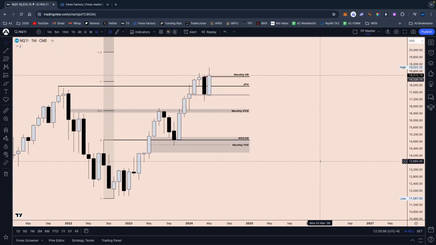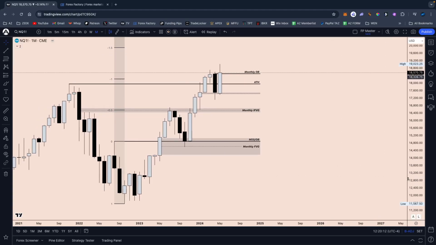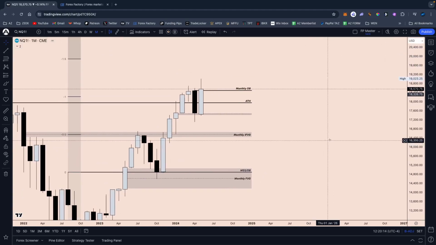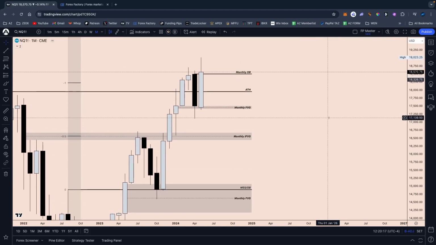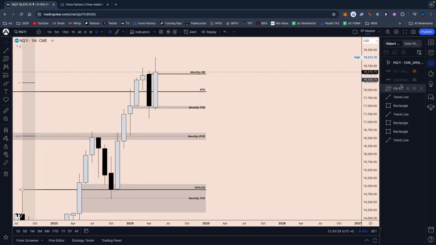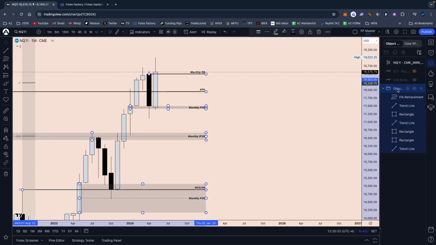Not trying to call a top, that's also not really the smartest thing to do, but we'll see how we continue. That's just a higher time frame. I know we're not really swing traders, just trying to store some time to see if there are any questions, but I don't see any questions in the chat, so we are just going to put all of this into a folder.